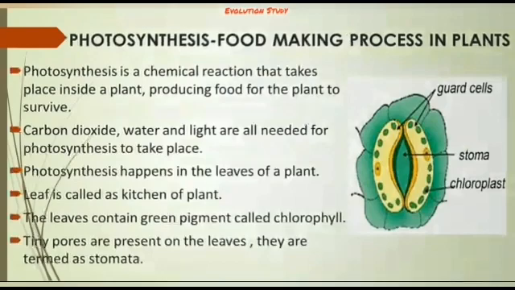The leaf is called the kitchen of the plant. The leaves contain the green pigment called chlorophyll. Tiny pores that are present on the leaves are termed stomata.